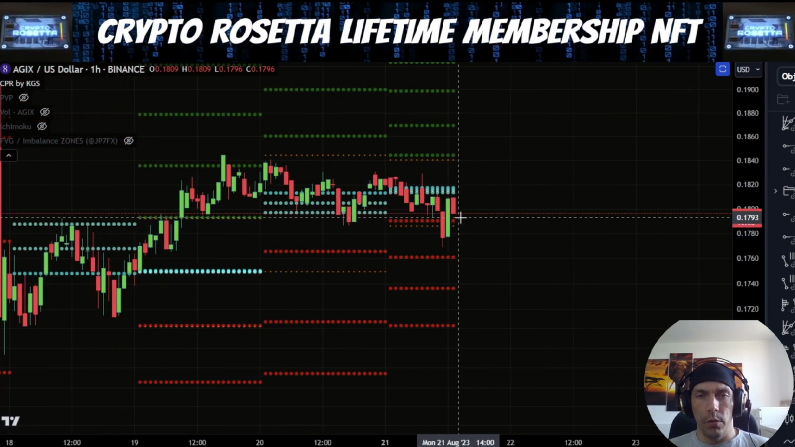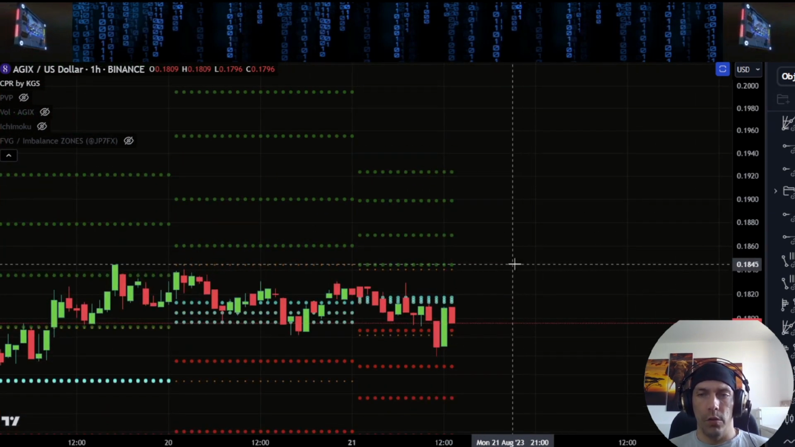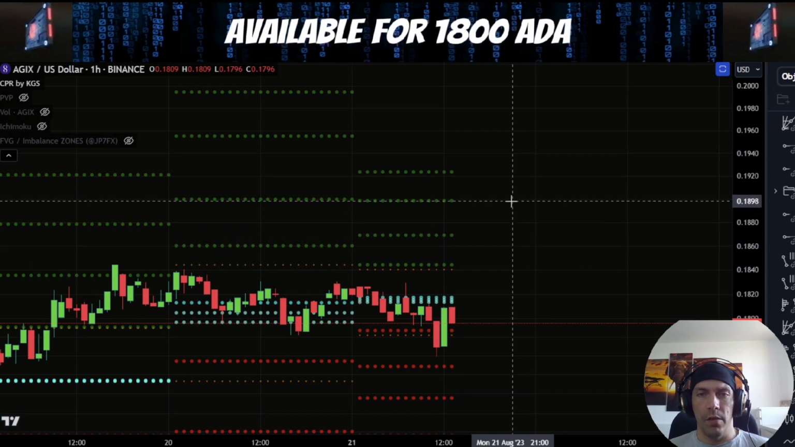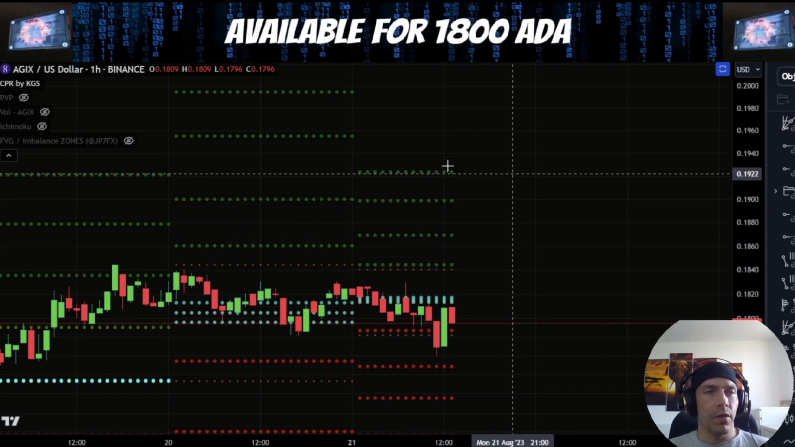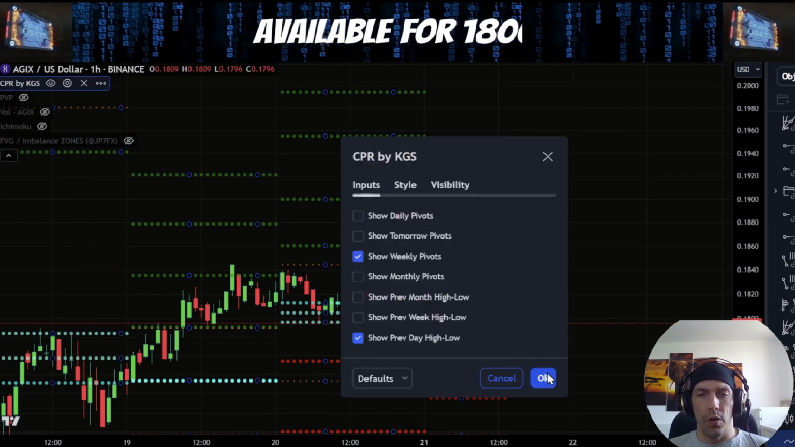If, however, we do look to find support on this S1 line at the 1791, and we look to push above our central lines, potential targets for today then become this 1845, 1870, 1899, and this 1922. So we're going to keep an eye on those levels as we see price move through these zones today.